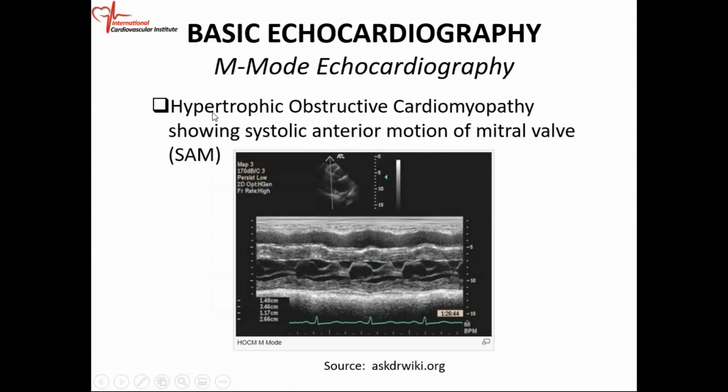Another classic finding on M-mode is your hypertrophic obstructive cardiomyopathy, showing SAM. Again, two-dimensional echo is on top. Your transducer probe is right there. The cursor is right here, and the structures that the M-mode is going to display: the chest wall right there.